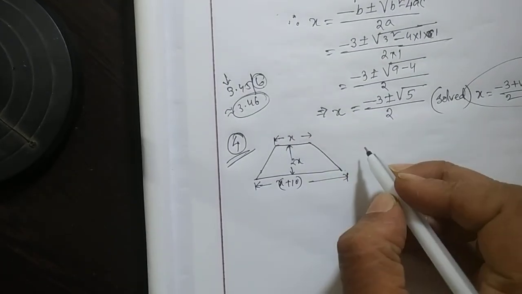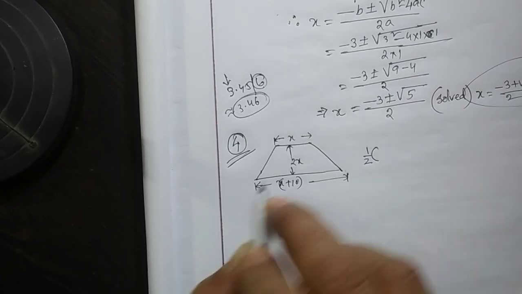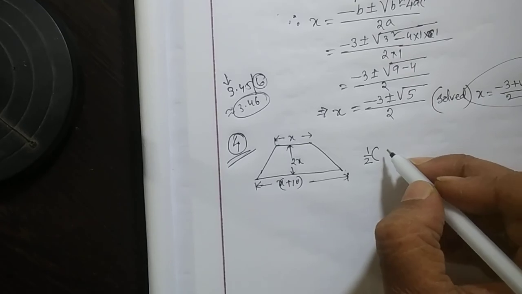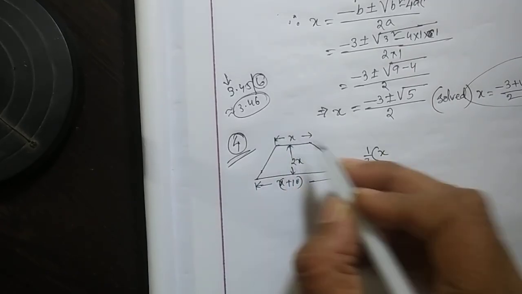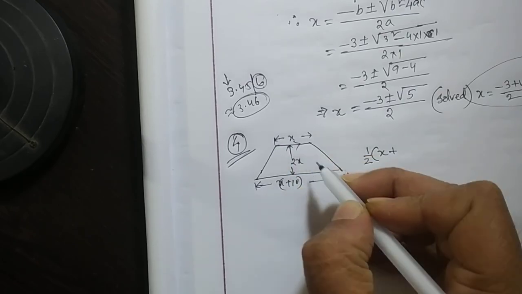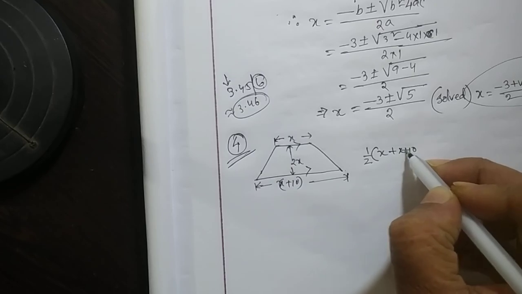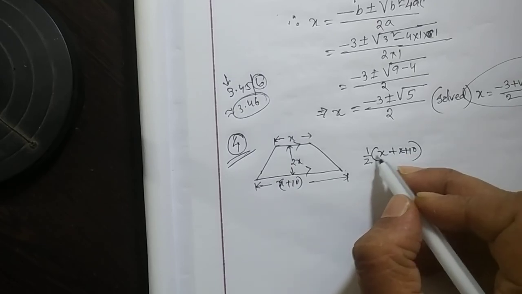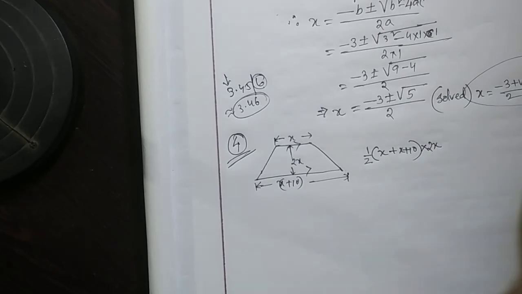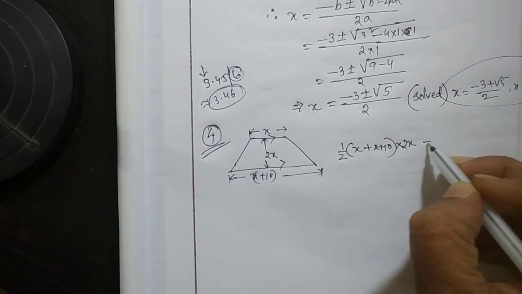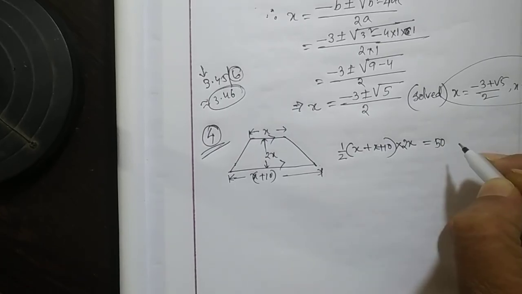So what is the area of a trapezium? The area of a trapezium is half multiplied by the sum of the parallel sides. So what are the parallel sides? These 2 sides must be parallel, x and x plus 10. Sum of the parallel sides multiplied by its height, that is twice x, is equal to what is given, 50 meters square. I am not putting the unit here.